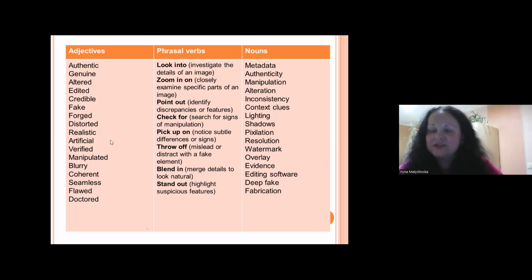Okay, nevertheless. So he provided me with this list of adjectives, phrasal verbs, and nouns that one can use when you want your students to talk about these fake images. You can prolong the list, it's up to you. But you can incorporate this material into any topic that you are teaching.